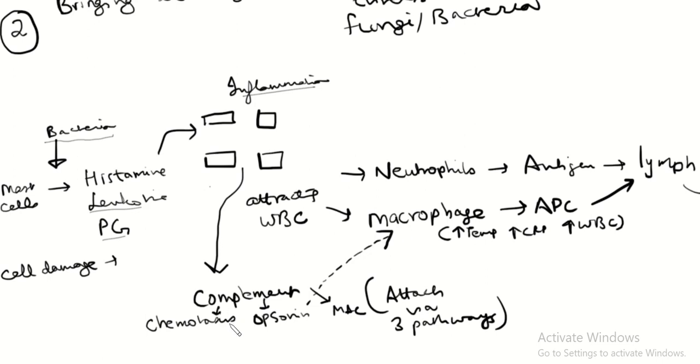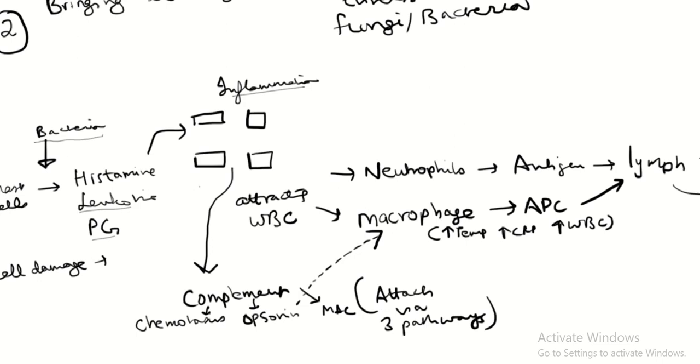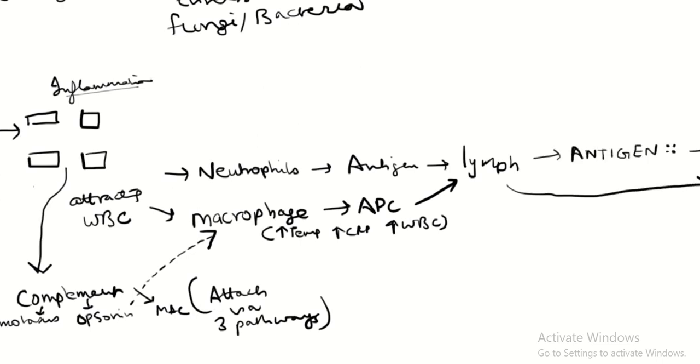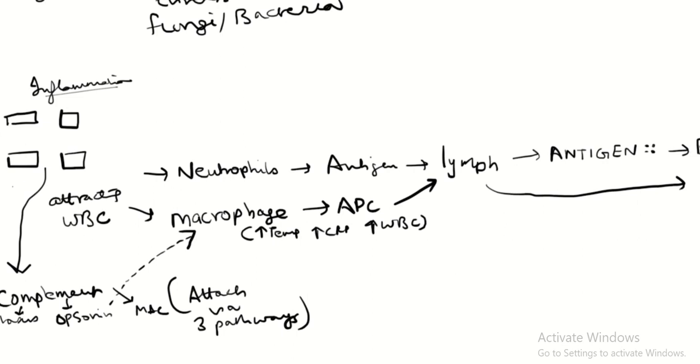We covered complements using chemotaxis, opsonins, and MAC attack. They kill the pathogen and they attach via 3 pathways. Okay, and if you're not sure, make sure you review those videos that we've covered priorly. We've covered this in prior videos.